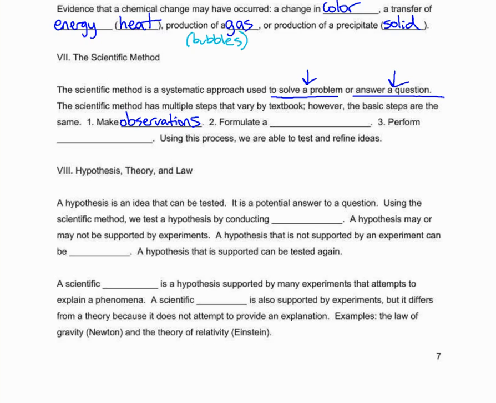The second idea is to formulate a hypothesis. A hypothesis is something that we'll get into in a minute, but it is just an idea. It's an idea that we are going to be testing. And the third, perform experiments.